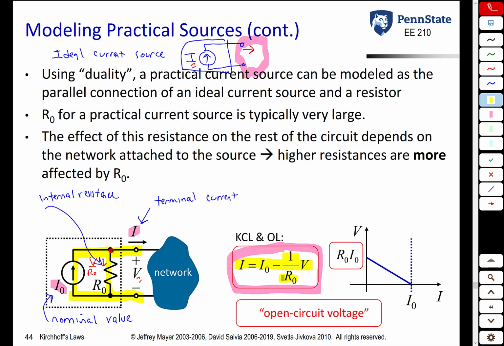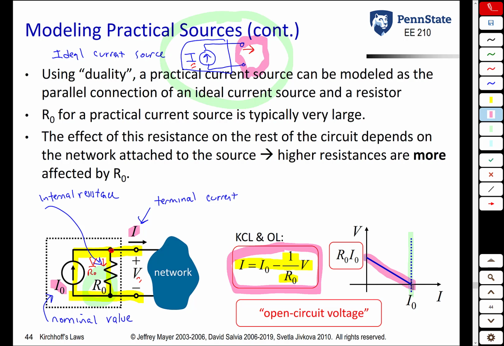We can show this on a VI plot as well. In an ideal current source, there is no R0 at all, and so it's going to be a vertical line. Regardless of what the voltage is across the source, you're going to get a current of I. In practice, the larger the voltage is across the load, the less current you're going to get. So the larger the voltage, the less current.